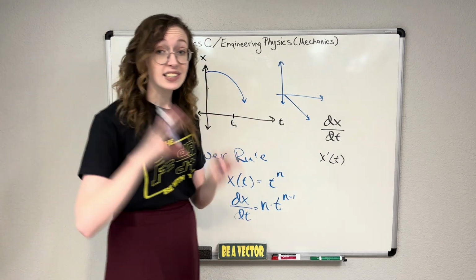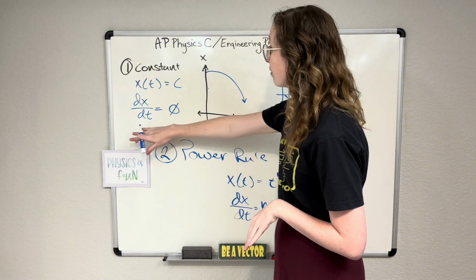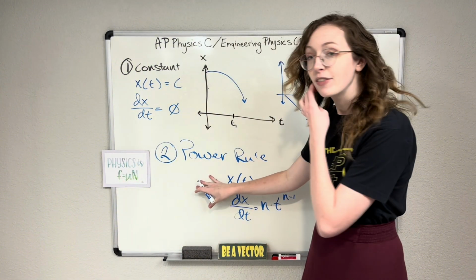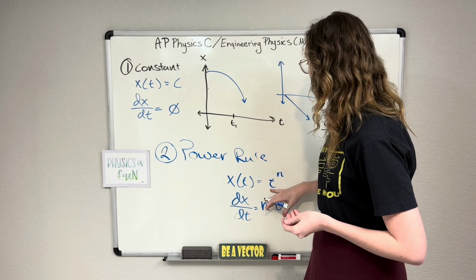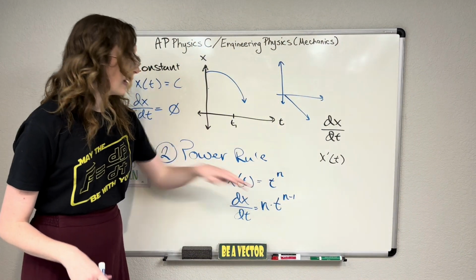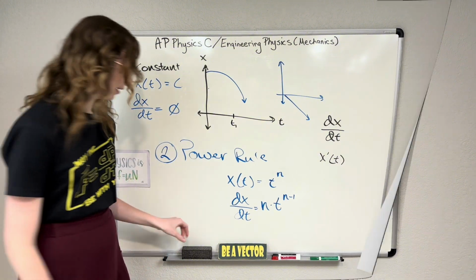All right, so that's our second rule, the power rule. We have the constant rule, the derivative of any constant is always 0, and we have the power rule. If we have our variable being raised to an exponent, we can take the derivative of that by just multiplying that exponent in front and then subtracting 1.